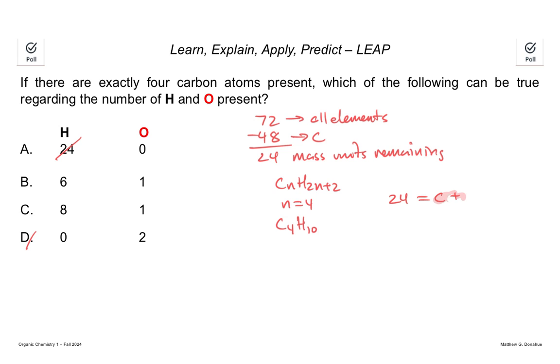Where is the eraser? Okay, here it is. It won't let me do it, sorry. All right, 24 is equal to H plus O. So that's 1, that's 16. We can't have 2 oxygens, right? Because that's 32. So if we say 1 oxygen, 24 minus 16, that gets us 8. So that is the number of hydrogens. So we get C4H8O is the molecular formula.